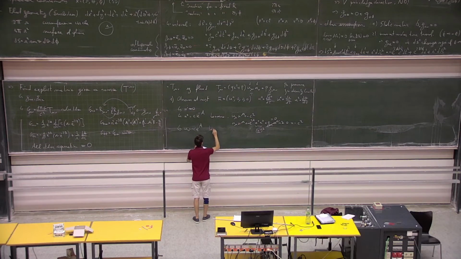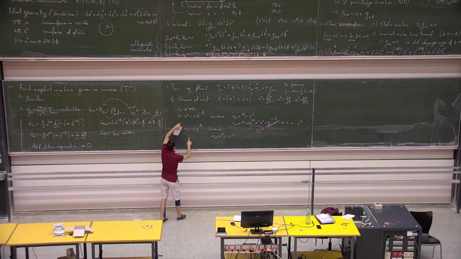Again, because U mu must be equal to minus C squared. Therefore, when you make this multiplication, which is the only surviving term, you want this to be equal to minus C squared.